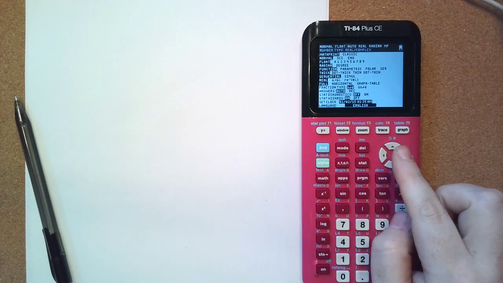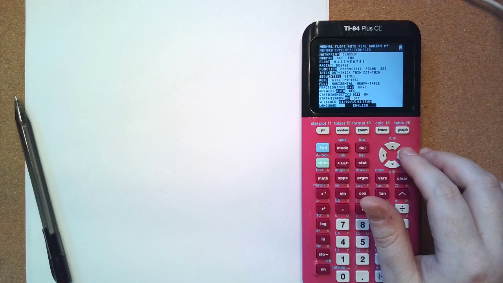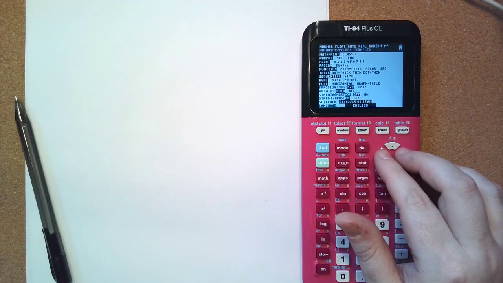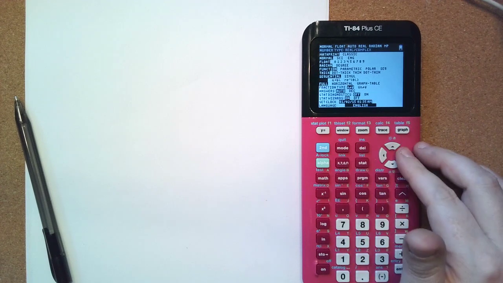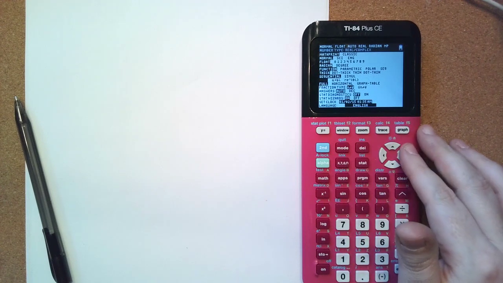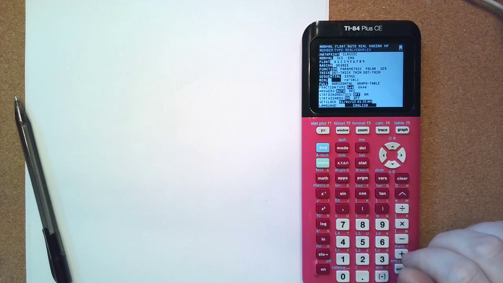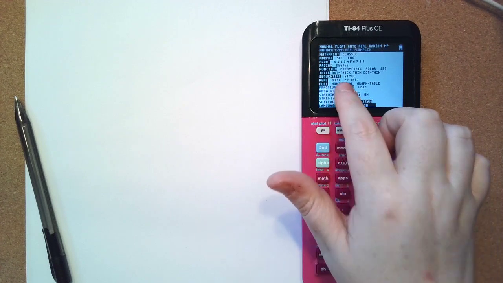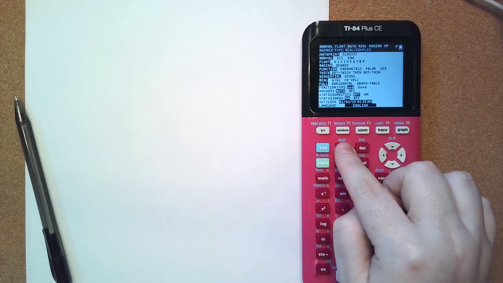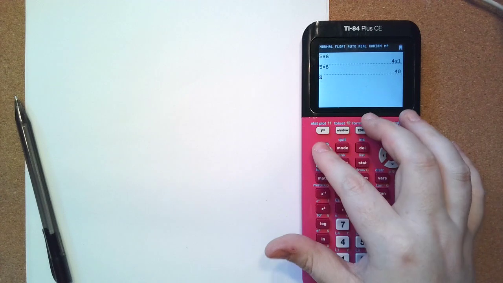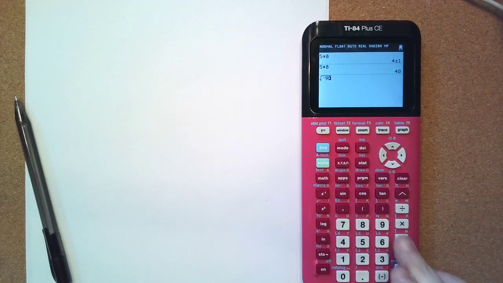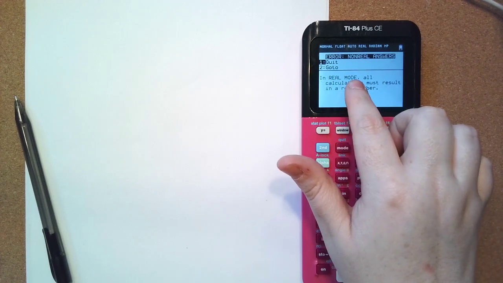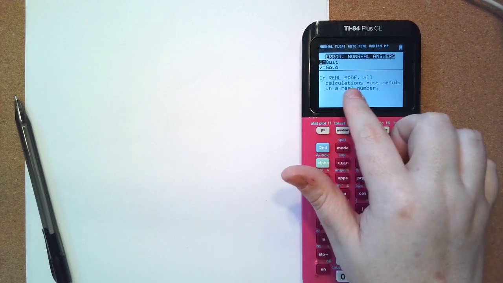This next one is actually really neat. This is real versus a plus bi. So real is when we take the square root of -9, they won't give you real answers because the square root of -9 is imaginary. But when we have a plus bi, this actually gives you your imaginary answers. So if I keep it on real, I'm going to press second quit. That gets out of the program. I say square root of -9 will give me no real answers. So in real mode, all calculations must result in a real number.